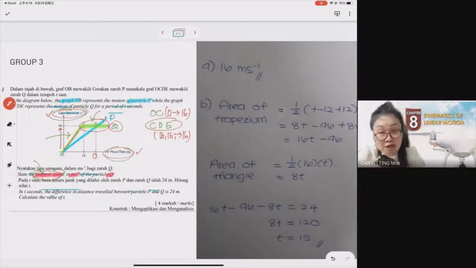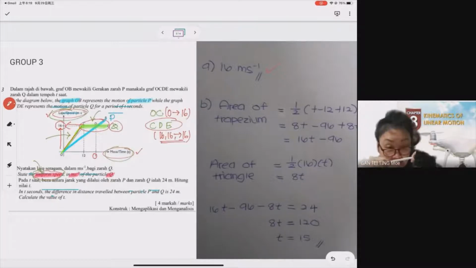The motion from C to D to E will give you the same uniform speed. The question asks you to state the uniform speed. So the uniform speed is 16. Why? Because here it shows 16. Is that clear? Yes or no? Yes. Okay, this is how you see.